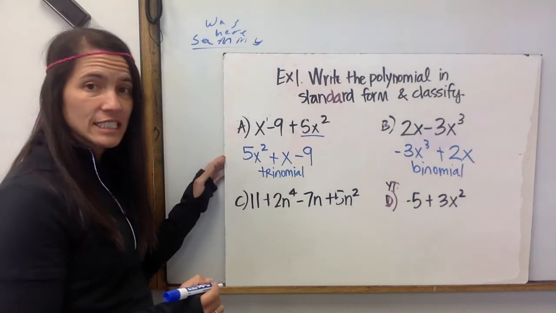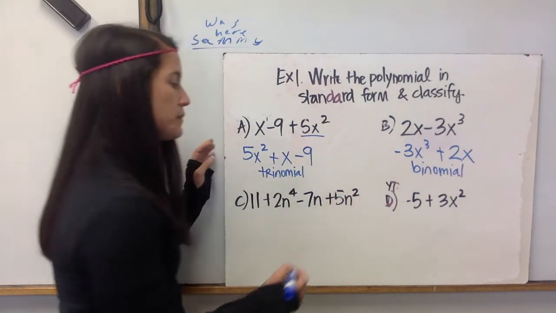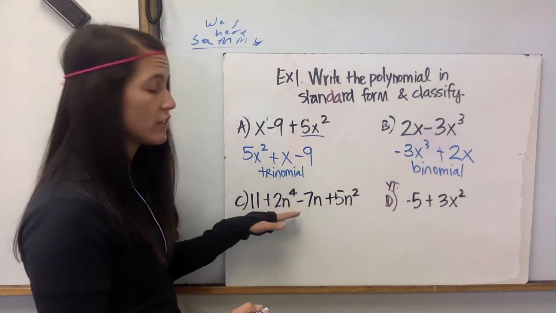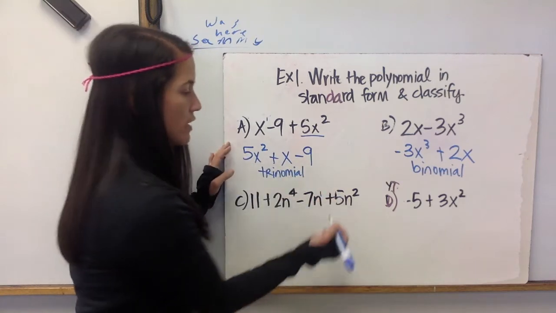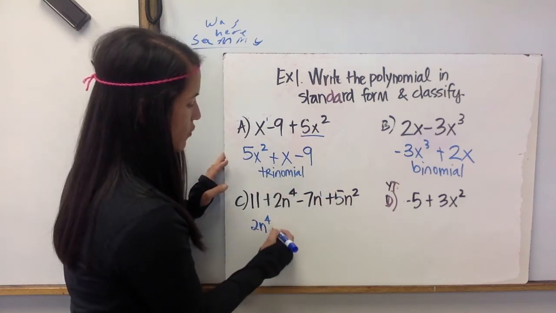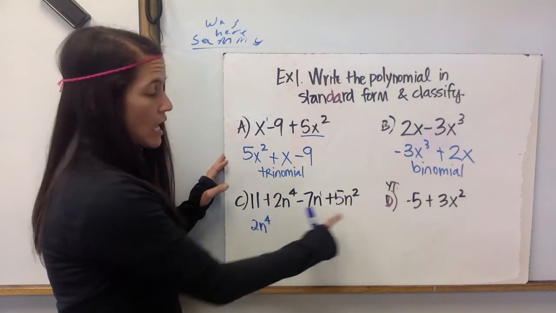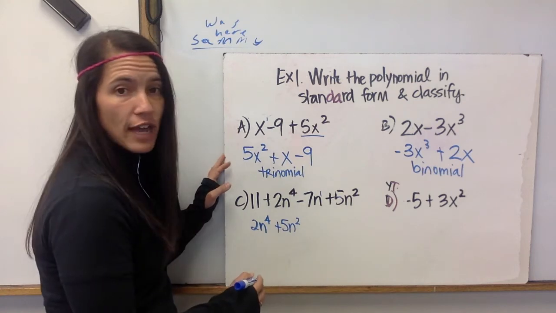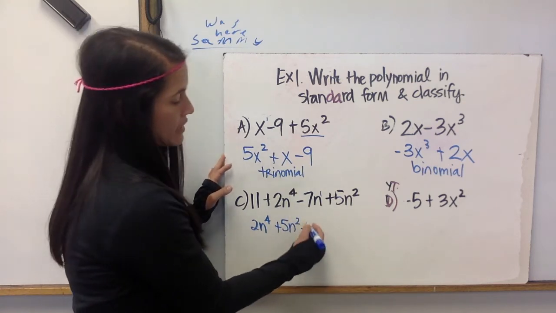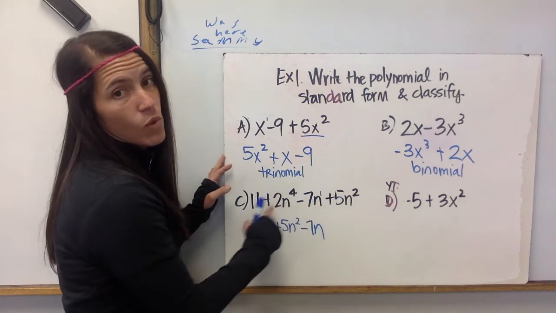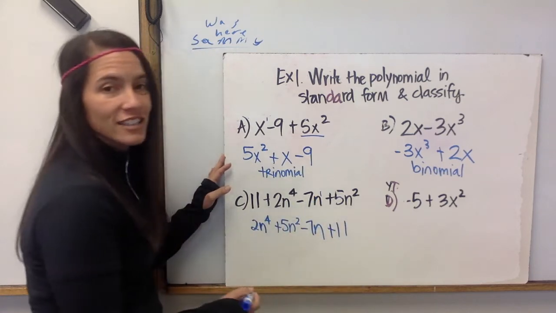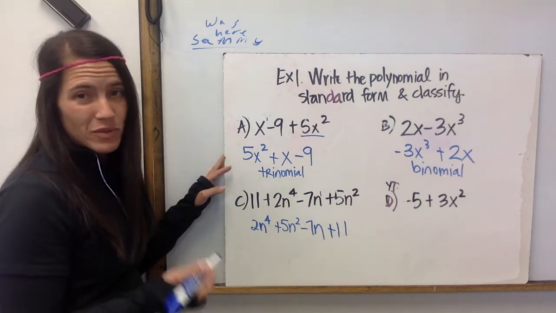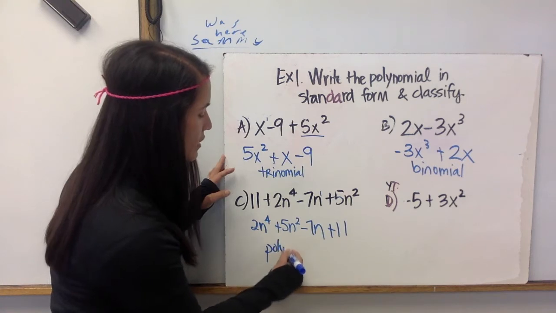Letter C, this is 5n squared. In order to put it in standard form, we need the largest exponent. So I have an exponent of 4, 1, and 2. I'm going to put 2n to the 4th first, and it's positive. And then 5n squared is going to go next, minus 7n, because it has an exponent of 1, and then we end with our constant. If it's just a number, we call it a constant. This has 4 terms, and we don't have a special name for that, so we'll just call this a polynomial.